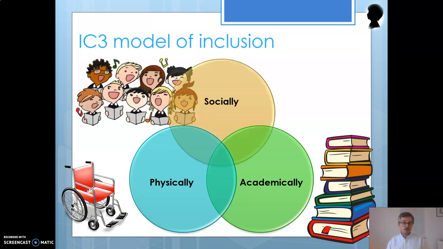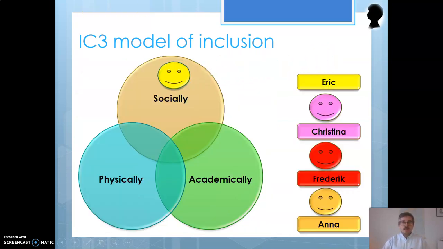But we can also be socially included. That means that we socially can be a part of the group, of the community, in cooperation with peers, with other pupils, with other teachers. So when we see Erik here, Erik is socially included. Maybe he knows how to play with his mates. Unfortunately, he's not physically included and not academically included. So we might say that Erik is included socially, but not physically and academically.